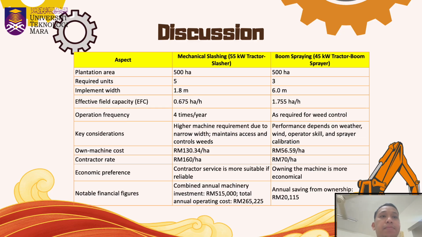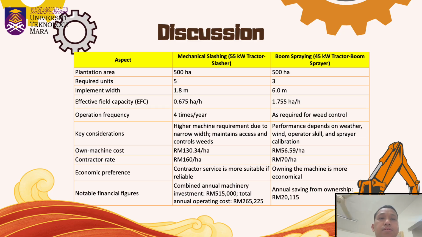Okay, hello. My name is Muhammad Shuim. My part is about the discussion. This slide compares mechanical slashing and boom spraying for a 500 hectare plantation. For mechanical slashing, 5 units are needed because the implement width is only 1.8 meters. The effective field capacity is 0.675 hectare per hour. This operation is done 4 times per year.